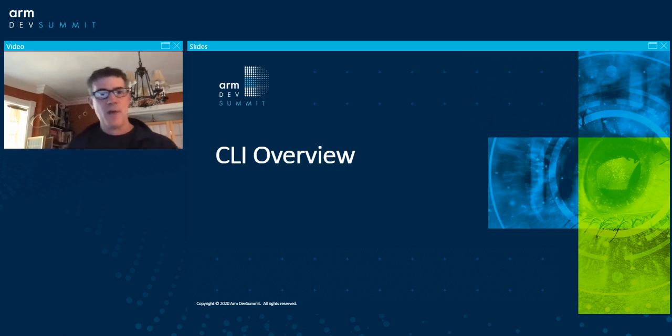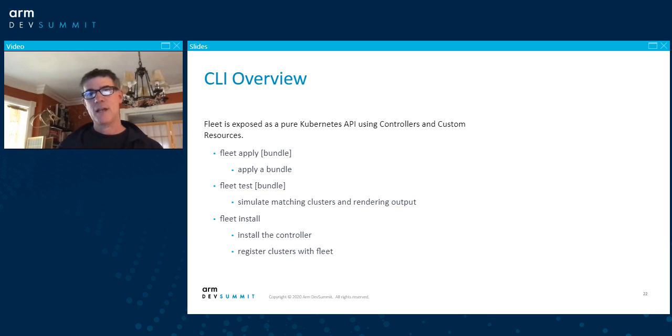All right, I'll give you a quick command line overview. We really only have one slide for this. The command line, as I said, gives the ability for human interaction. Because Fleet is exposed as a pure Kubernetes API using the controllers and custom resources, I can just access that API through this tool called Fleet, which is a command line tool, and do things like fleet apply, fleet test, fleet install.